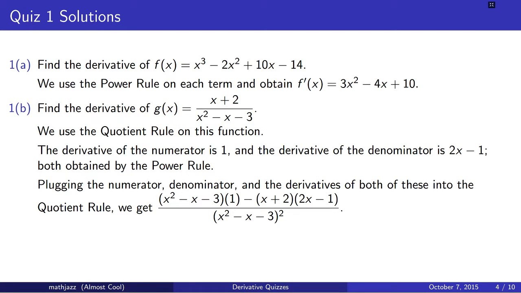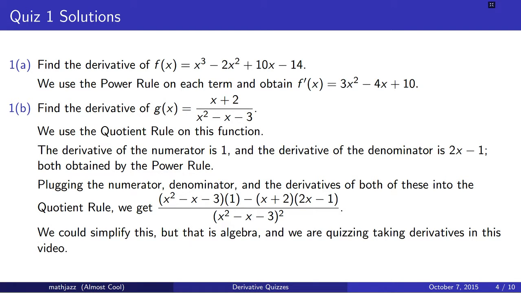Plugging the numerator, the denominator, 1, and 2x minus 1 into the quotient rule, we get g prime of x equals ((x squared minus x minus 3) times 1 minus (x plus 2) times (2x minus 1)) over (x squared minus x minus 3) squared.